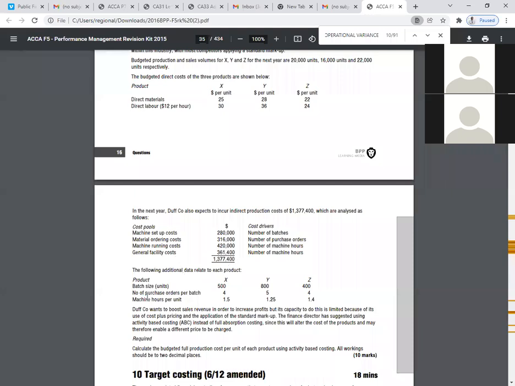We have the batch size in units. So X batch has got 500. One batch has got 500, right? Y 800. Z in this case here, 400. Thank you very much. So tutaziandika tu easy overheads.